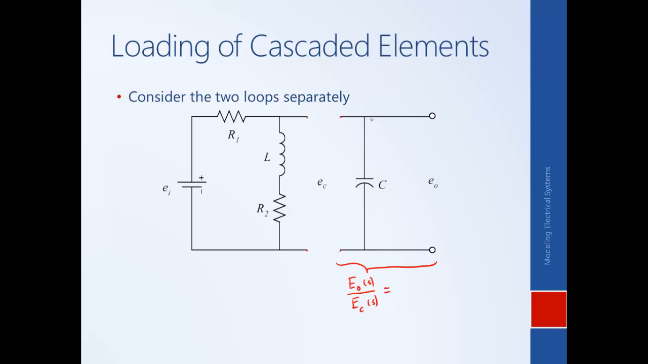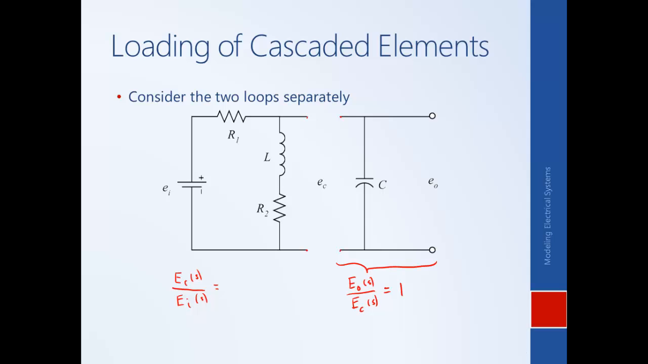And in this case, EC and EO are both the voltage across the capacitor. Therefore, in essence, they're equal. So EO divided by EC is equal to 1. Over here, we can consider this circuit to have an input of EI and an output of EC. So again, transfer functions are the Laplace transform of the output divided by the Laplace transform of the input.